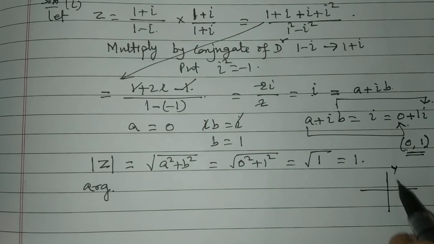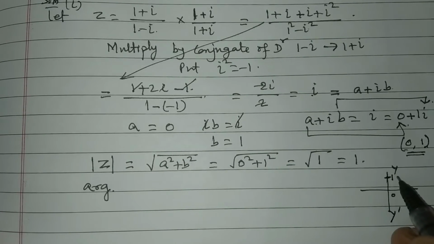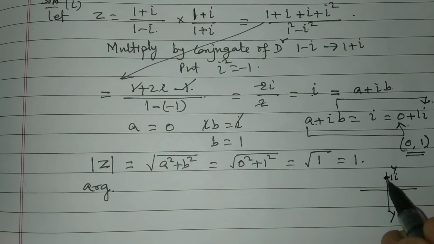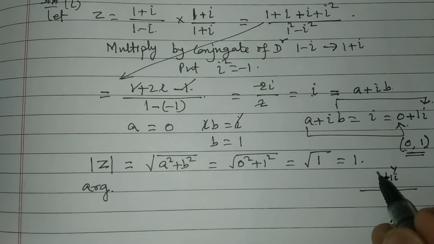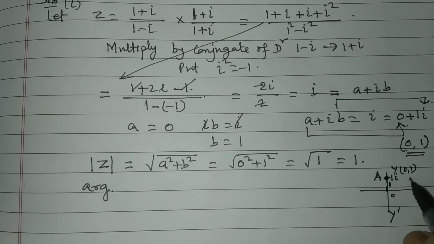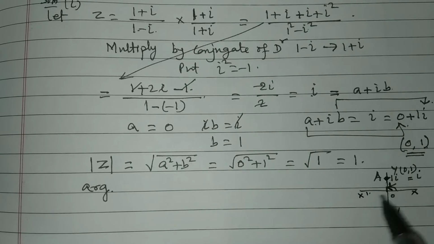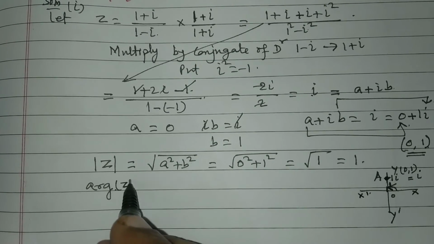In the imaginary axis, y o y dash. Suppose this is 1i. So this complex number is 1 unit away from here. Suppose this is a, its coordinates are 0 and 1, and this represents i only. So how much angle does it make with the positive direction of the x-axis? This is 90 degrees.